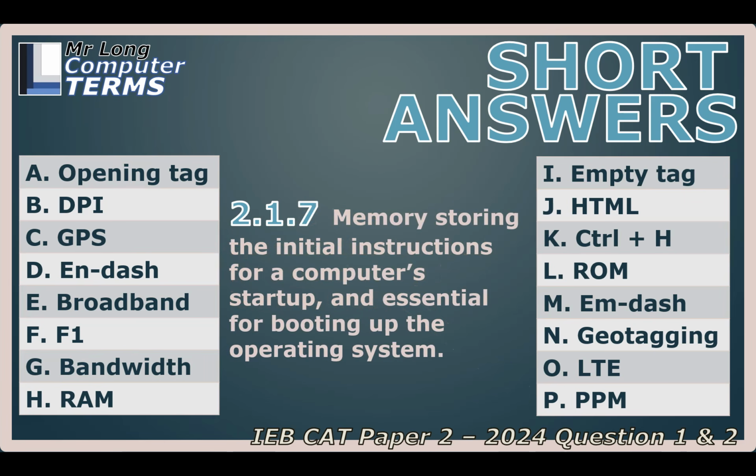The memory that stores the first instructions for a computer when it starts up. That's ROM, read-only memory. And it's different from RAM. Completely. RAM is your working memory. It's temporary. ROM is permanent. It has the core instructions, the firmware that tells the computer how to boot up. Without ROM, the computer is just a brick.